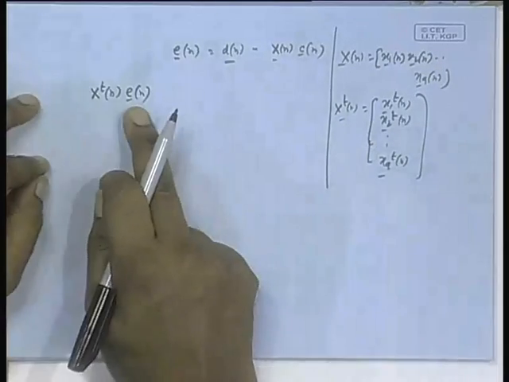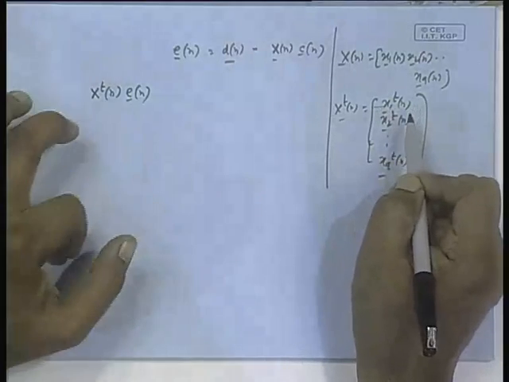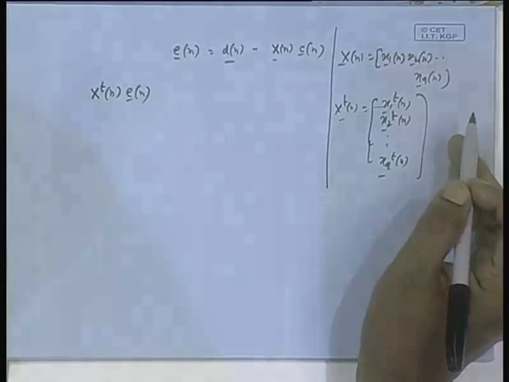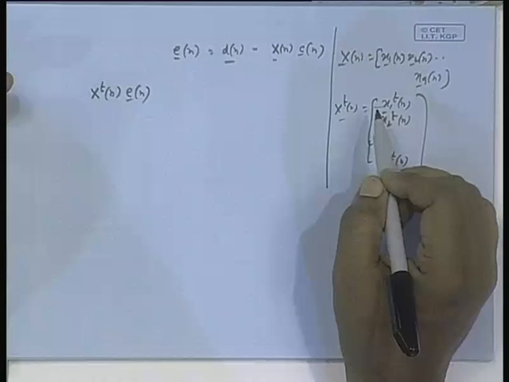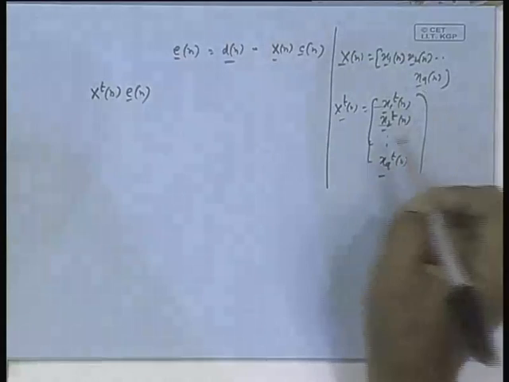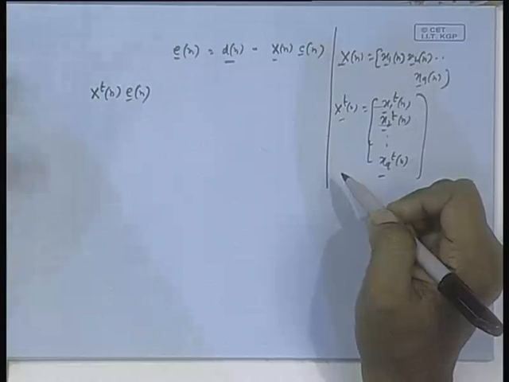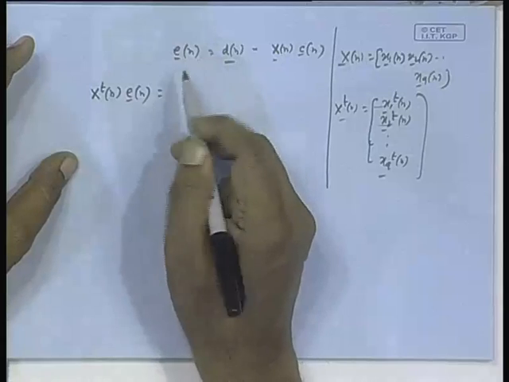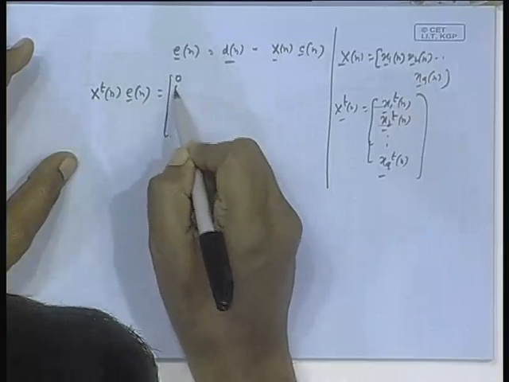So X transpose n times E n means this row times E n, that is the inner product between E n and X 1 n vector, that is 0 because E n is orthogonal to X 1 n. Then X 2 transpose n E n, that also is 0 because E n is orthogonal to X 2 n, dot dot dot dot, isn't it? This will become 0 0 dot dot dot 0.